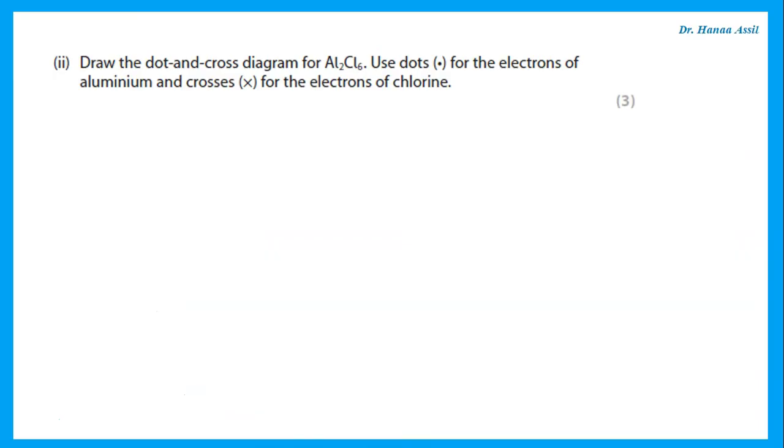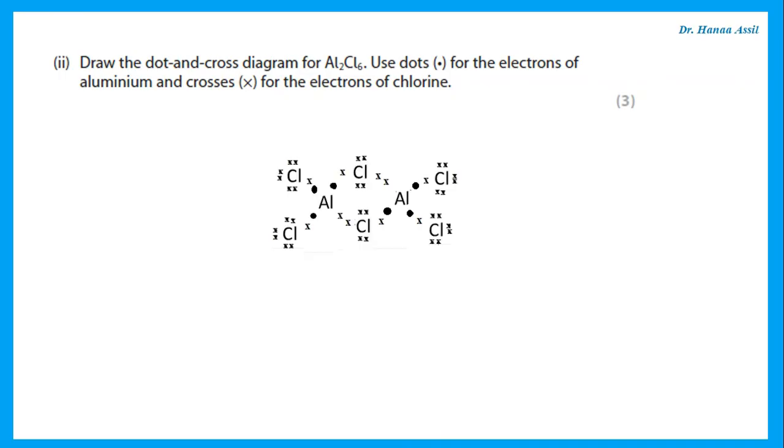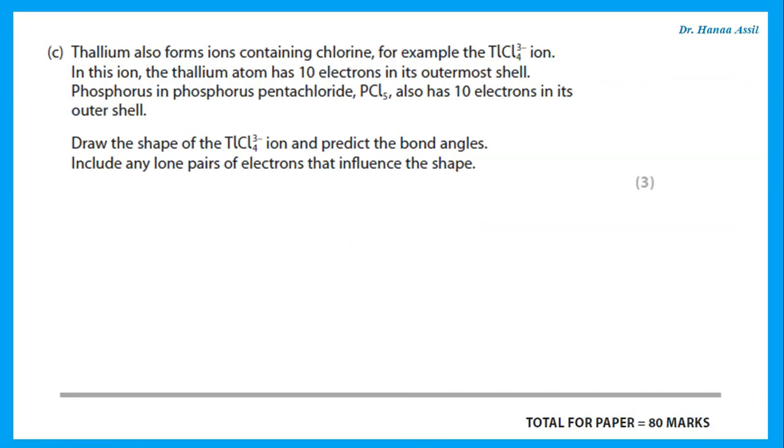Draw the dot and cross for Al2Cl6. Remember, we said aluminium chloride dimerizes because it can form dative bonds. So, chlorine of one molecule forms a dative bond with the aluminium of the other molecule. Remember that aluminium has only a total of 6 electrons around it, so it can take 2 more to form 8. So each aluminium takes 2 electrons from the neighboring chlorine to form dative bonds.